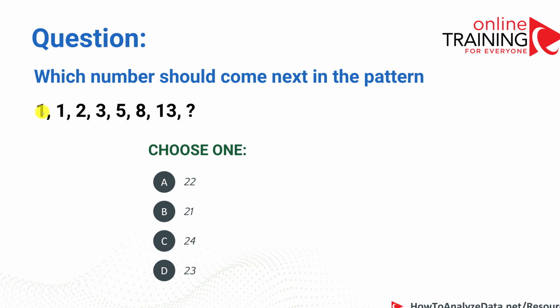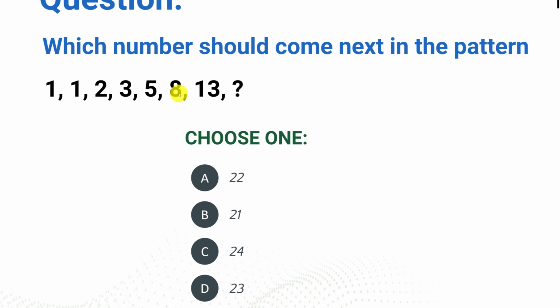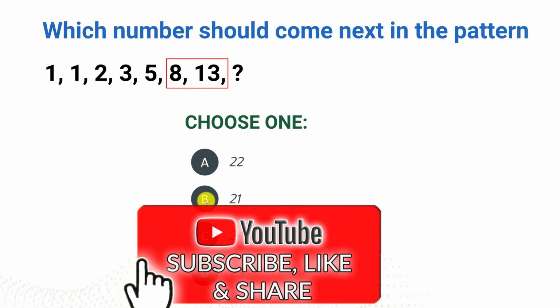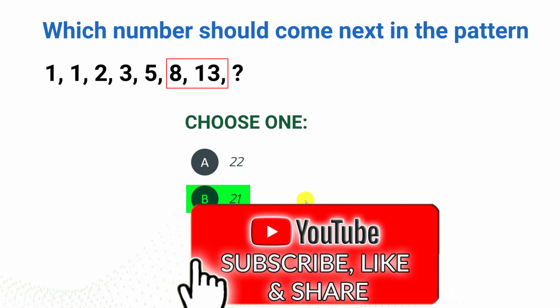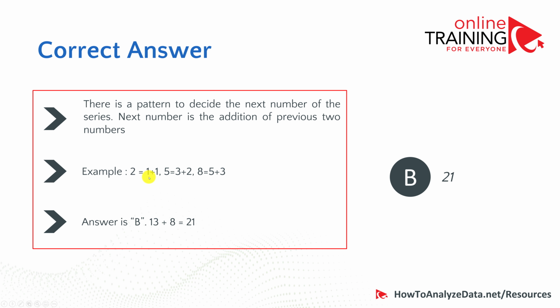Well, let's look. So we have 1, 1, and then 1 plus 1 equals 2. Then 1 plus 2 equals 3, then we have 2 plus 3 equals 5, and then you can keep going. So to calculate the next number, it's basically the sum of the previous 2 numbers. So 8 plus 13 is 21. So the right choice here is choice B, which is 21. And this is the explanation, that the pattern here is really the sum of the previous 2 numbers. Hopefully you've got this one right.